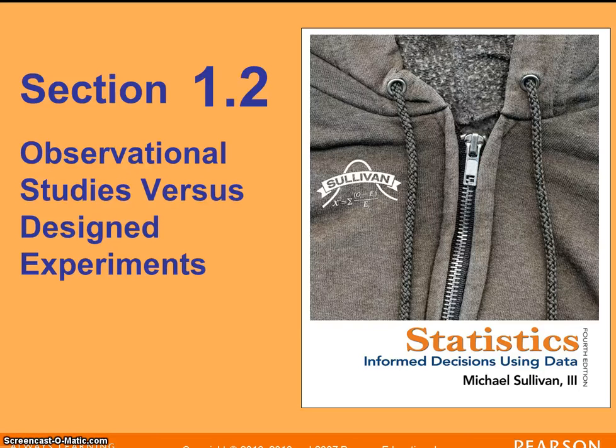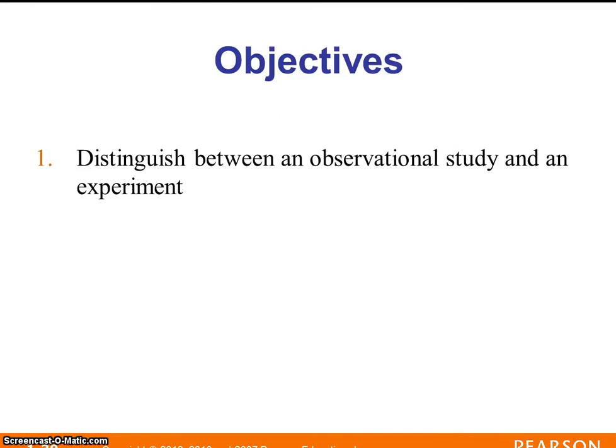Hi everybody. Section 1.2 here is about observational studies versus designed experiments. What we want to do in this section is talk about being able to distinguish between an observational study versus an experiment and explaining the various types of observational studies.